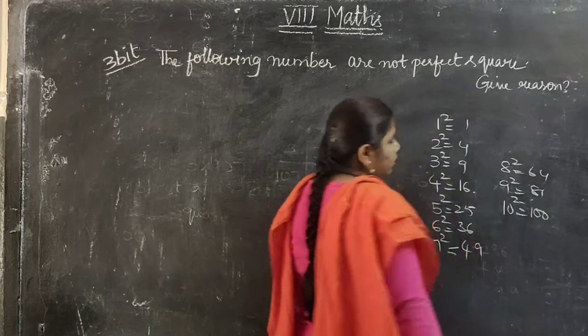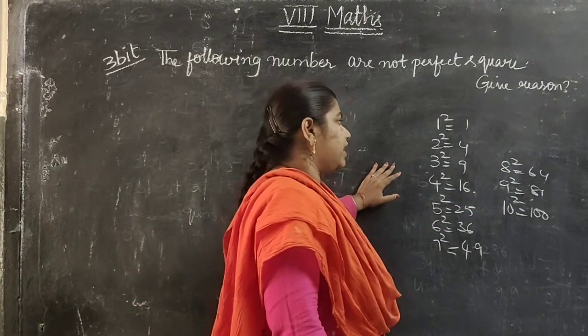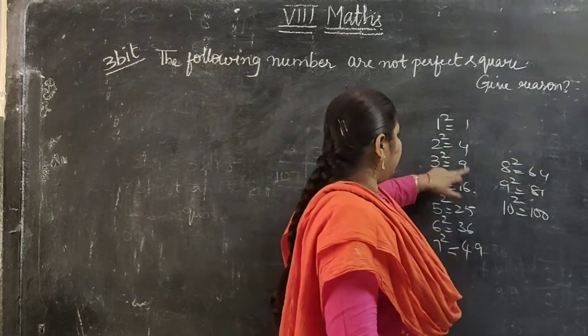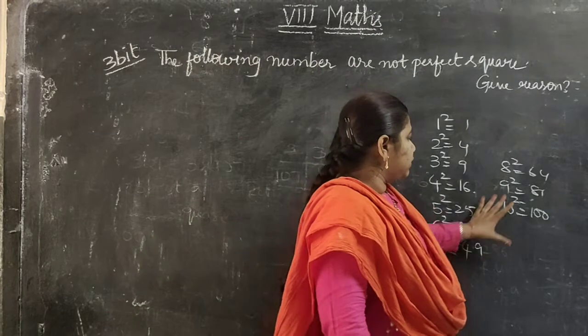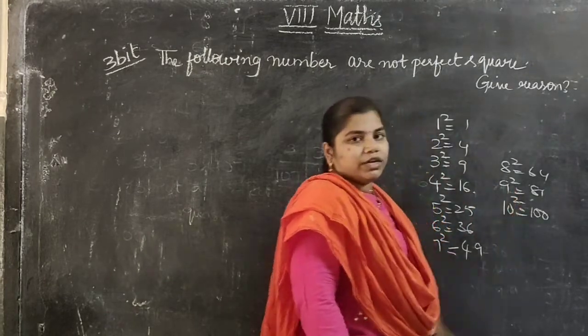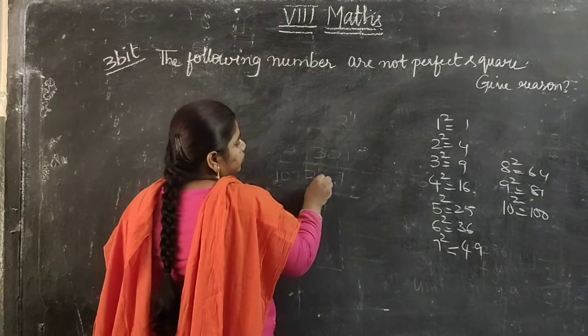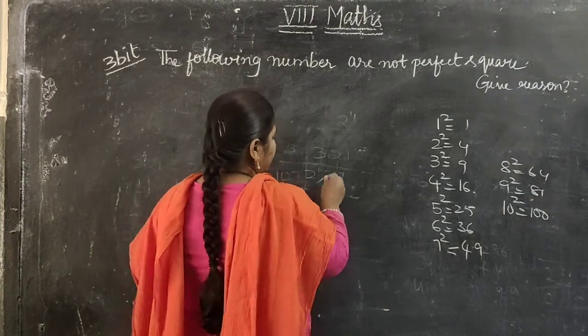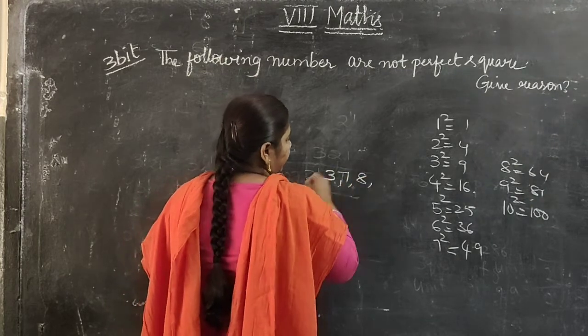So already I told you the properties of perfect squares. In the first property, the numbers ending with 0, 1, 4, 5, 6 and 9, if they end with these digits only, they can be perfect squares. So what are the remaining numbers? That will be 2, 3, 7, 8.